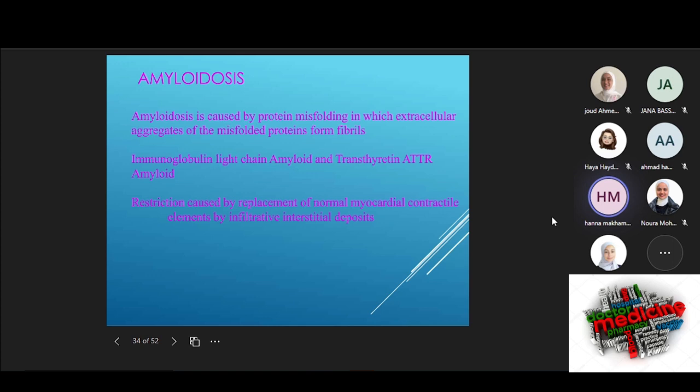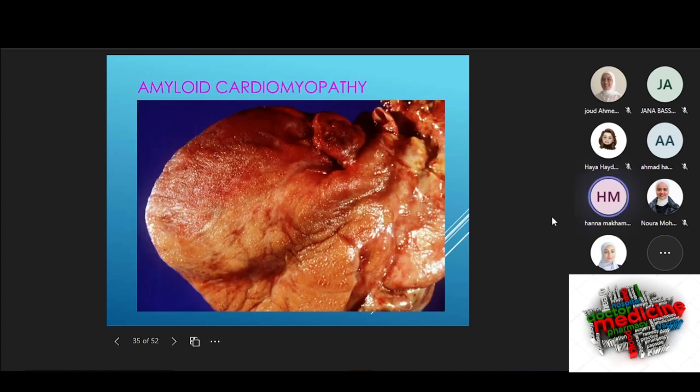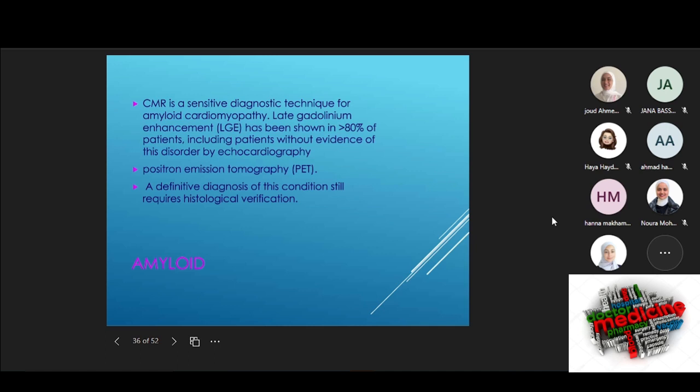Restriction is caused by replacement of normal myocardial contractile tissue by infiltrative interstitial deposits. And this is an autopsy of a deceased patient who had amyloid, with the glistening yellowish appearance of amyloid tissue. Now, CMR, which is cardiac MRI, is a sensitive diagnostic tool for amyloid. How? Through LGE, late gadolinium enhancement, which has been shown in more than 80% of patients. This is basically an imaging criterion present in CMR, where you can identify late gadolinium enhancement. PET scan can also be used. Definitive diagnosis of this condition still requires histological verification.